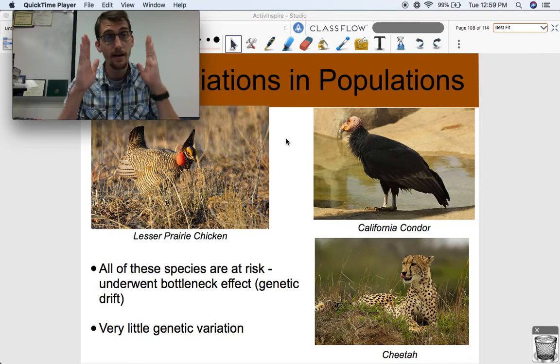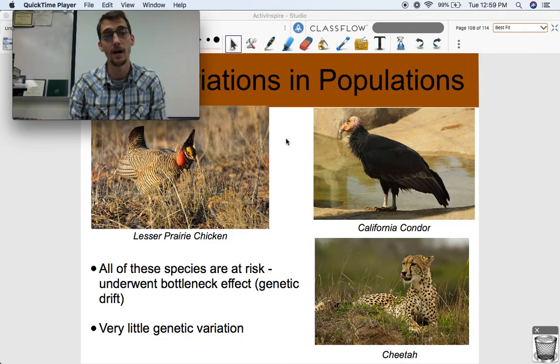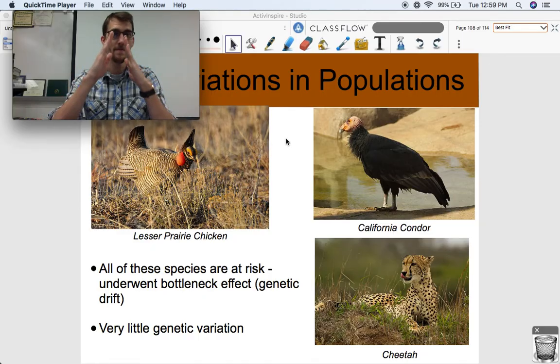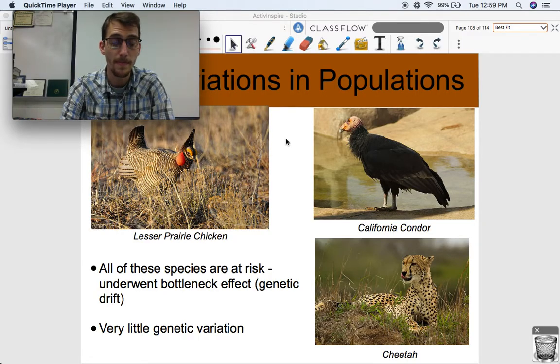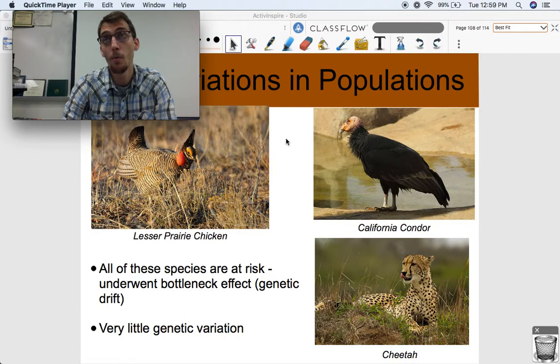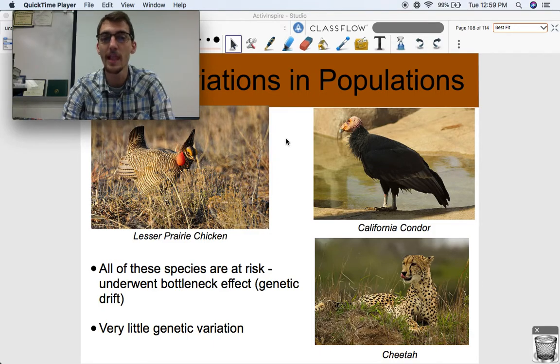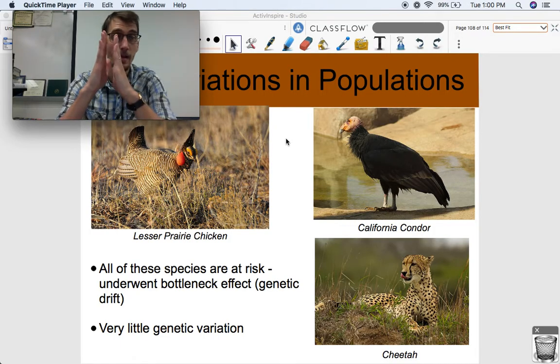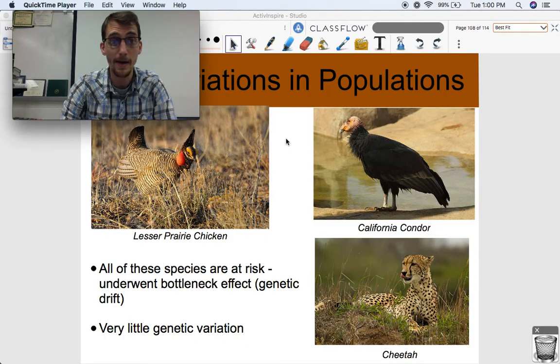So all 3 of these species underwent genetic drift, or a bottleneck effect, where there was a wide variety, a wide gene pool, and then some kind of event narrowed down the population quite a bit. That's called a bottleneck effect. When that happens to a species, the gene pool becomes very, very small, and the entire gene pool is represented by those genes left in the bottleneck.